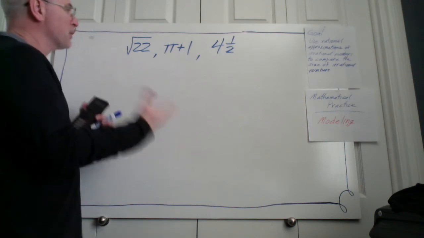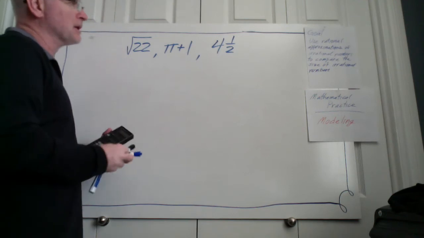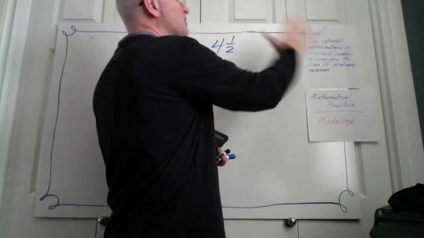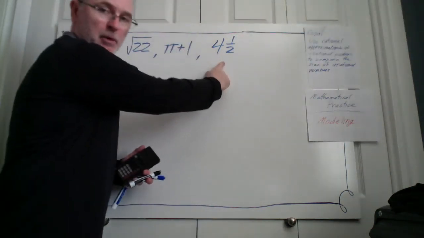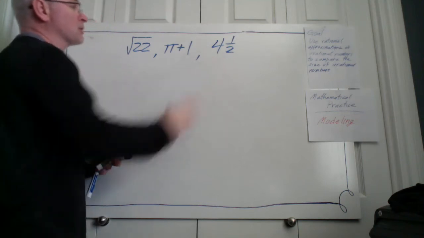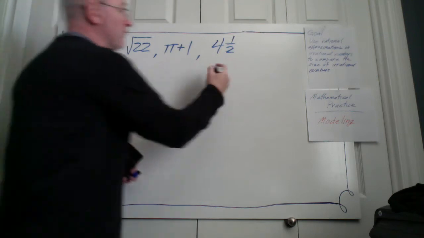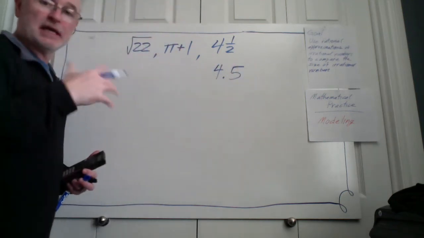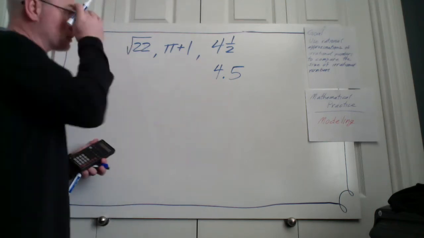compare these and put them on a number line, what I need to do is look back at my goal here. I'm using rational approximations of irrational numbers. Well, this is not an irrational number. This is a rational number. So I'm just going to make that into 4.5, because if everything is in decimal form, it's going to be a lot easier to figure out which one of these things is greater and which one is less.